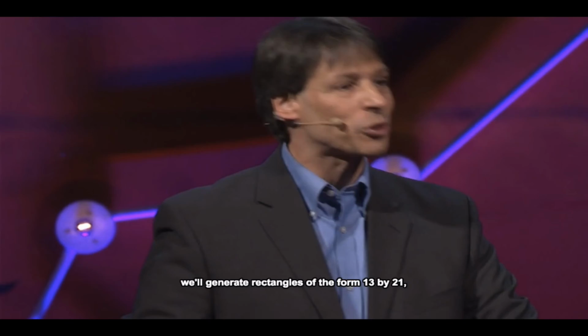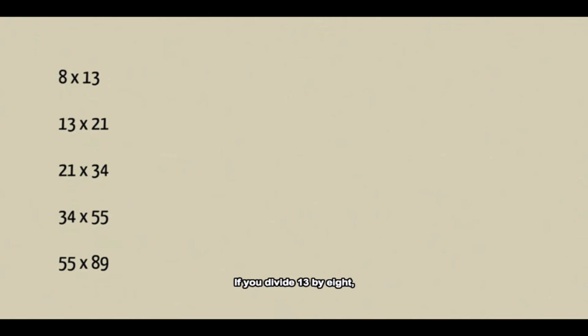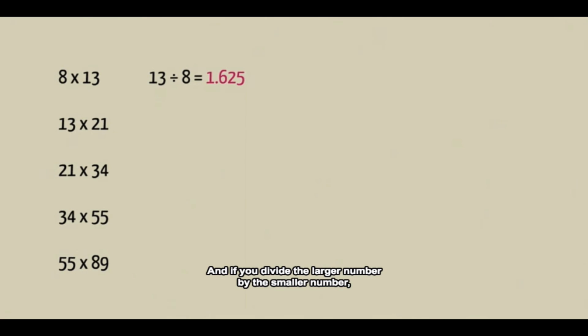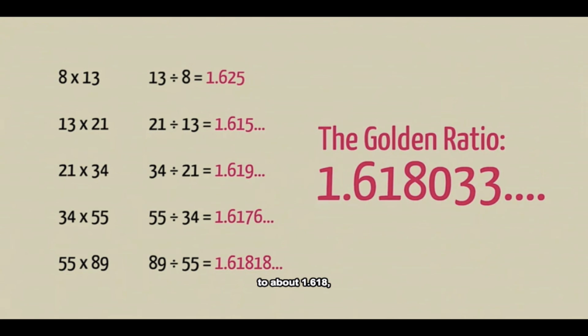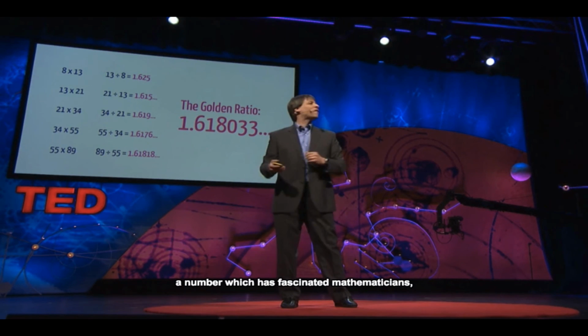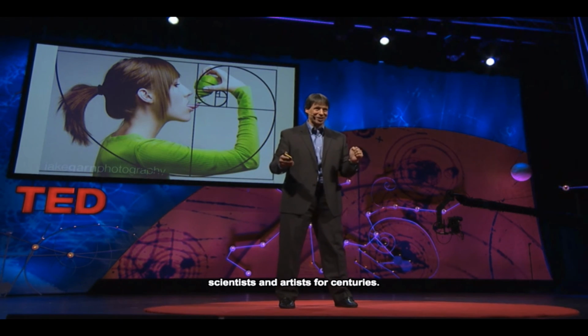Now, if we continue this process, we'll generate rectangles of the form 13 by 21, 21 by 34, and so on. Now check this out. If you divide 13 by 8, you get 1.625. And if you divide the larger number by the smaller number, then these ratios get closer and closer to about 1.618, known to many people as the golden ratio, a number which has fascinated mathematicians, scientists, and artists for centuries.